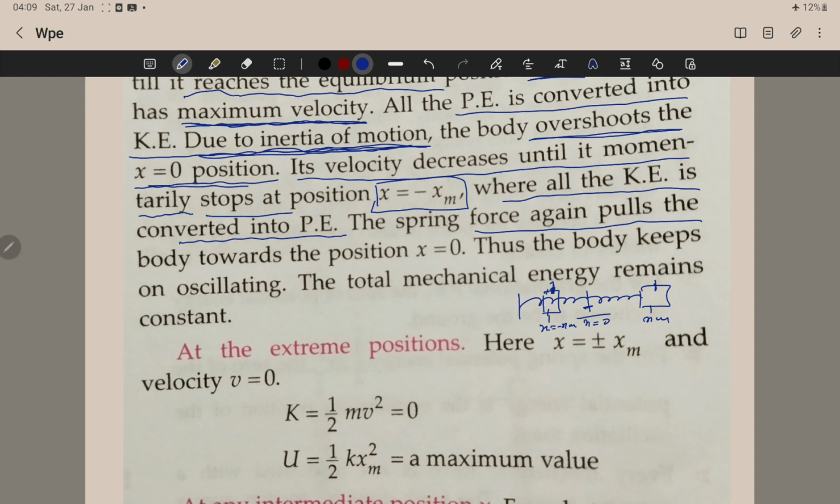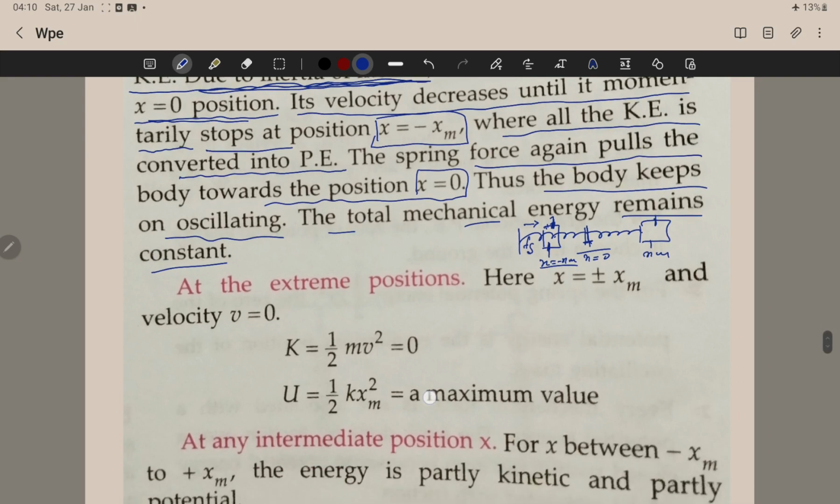The spring force again pulls the body towards x equal to 0, so it regains kinetic energy. When it reaches x equal to minus xm, it again stores some potential energy. Then the spring force again pushes it towards the equilibrium position. Thus the body keeps on oscillating from minus xm to plus xm, and the total mechanical energy remains constant. It just manifests itself in different forms.